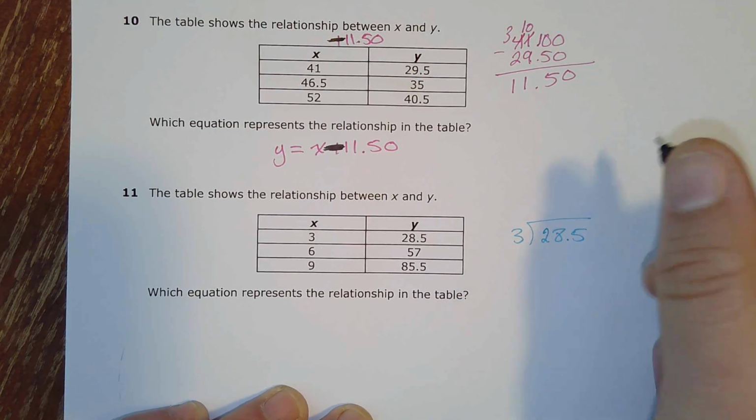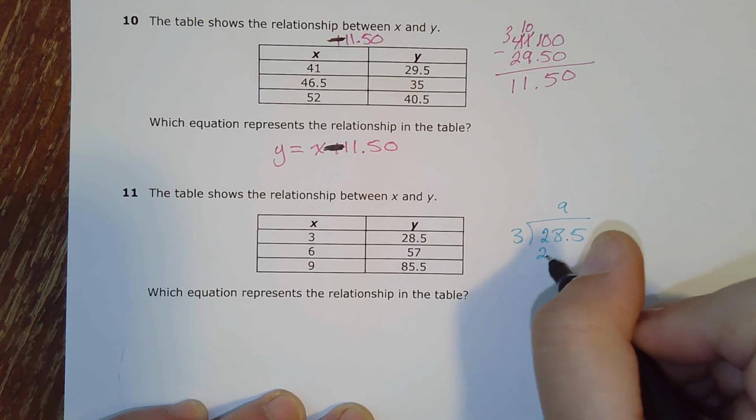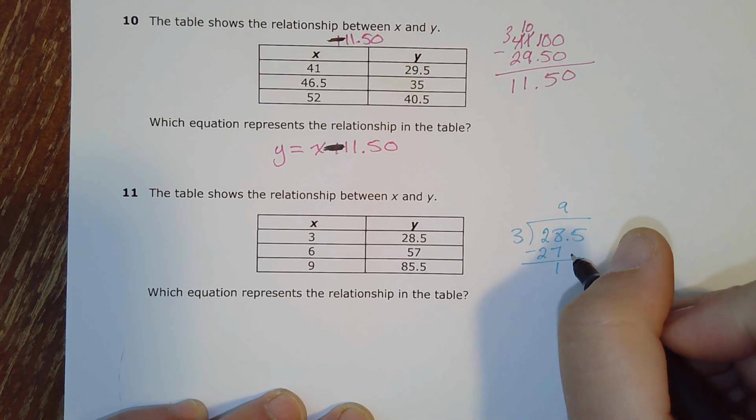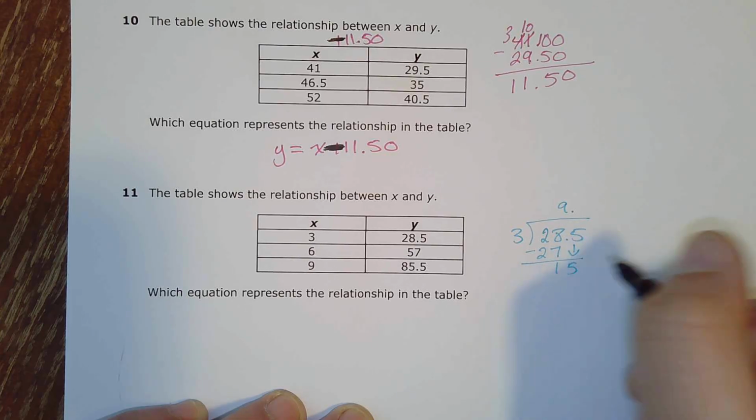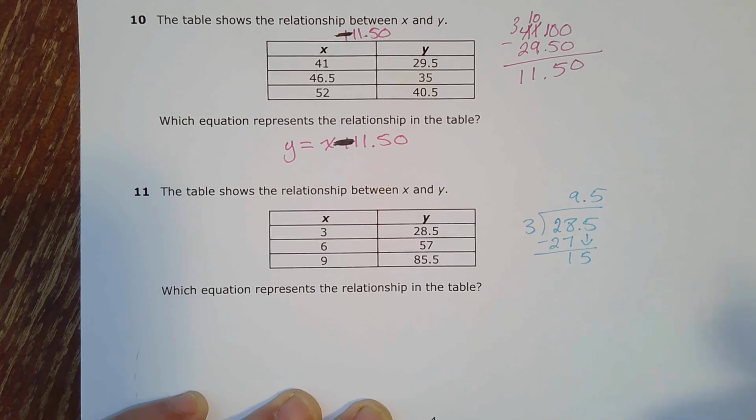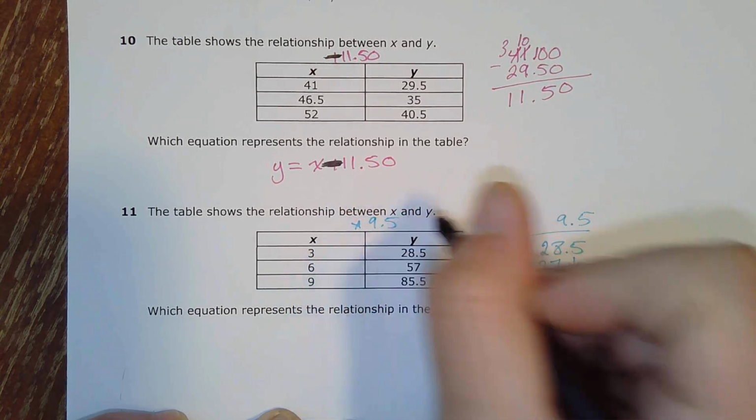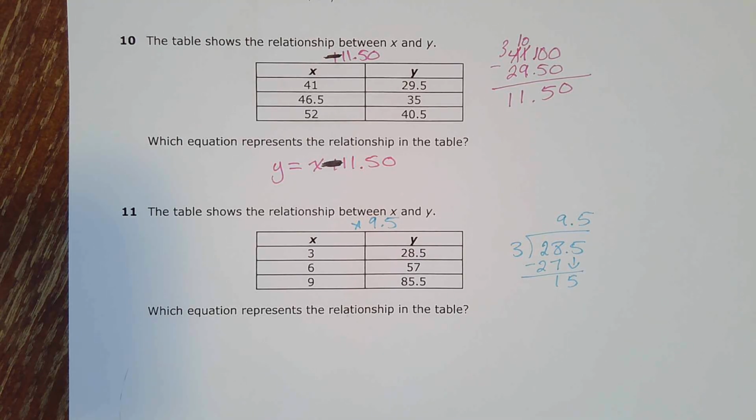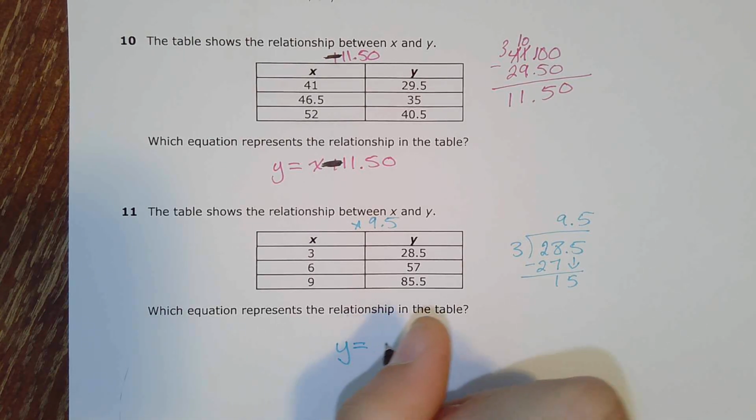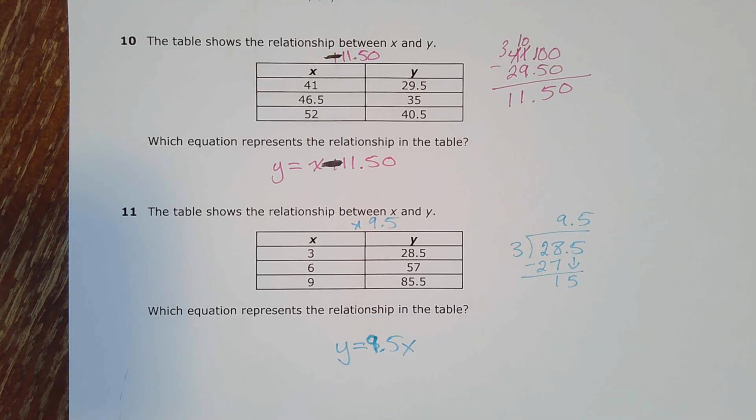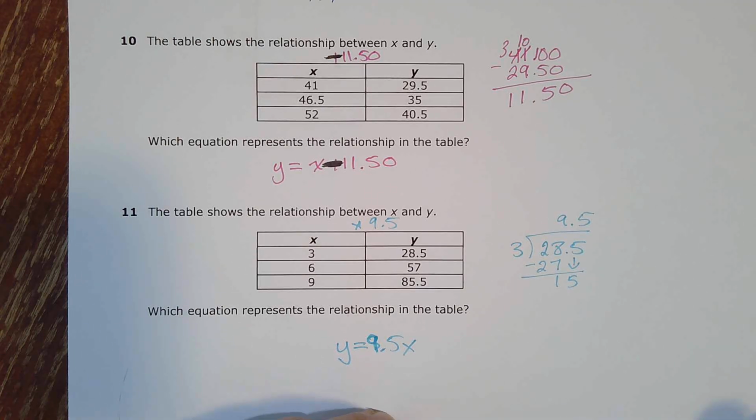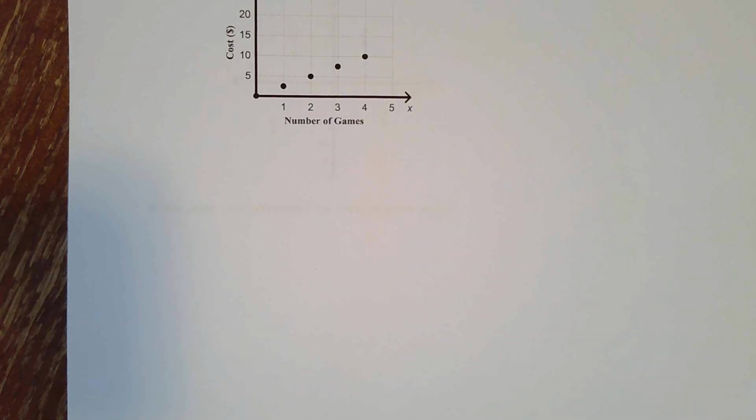Okay, 3 can go into 28.5 9 times. That's going to be 27. It's going to be 1. Decimal goes up, bring down the 5. 3 goes into 15 5 times. So I know this is a multiplicative rule of times 9.5. So, cool, not a problem. That means that the value of y is equal to 9.5 times the value of x. Cool, let's keep going. We're almost done. It's a pretty good one.